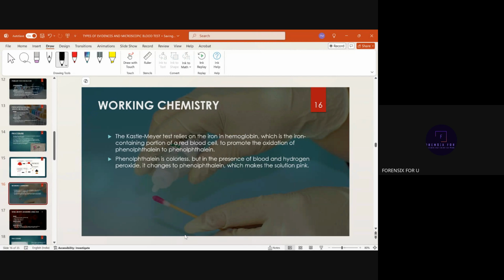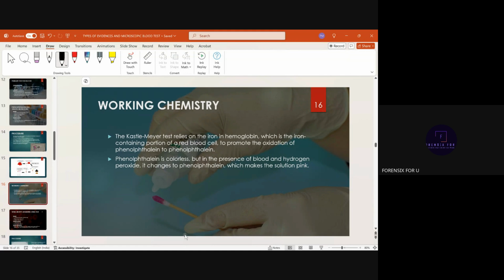What is the working chemistry here? The Kastle-Meyer test basically relies on the iron in the hemoglobin. The iron in the hemoglobin promotes the oxidation of phenolphthalein by the release of nascent oxygen from hydrogen peroxide. H2O2 is a very unstable compound, and whenever there is an oxidation reaction, it readily releases nascent or unimolecular oxygen. O2 exists in a bimolecular state. So when we have a unimolecular state of oxygen, it is known as nascent oxygen.